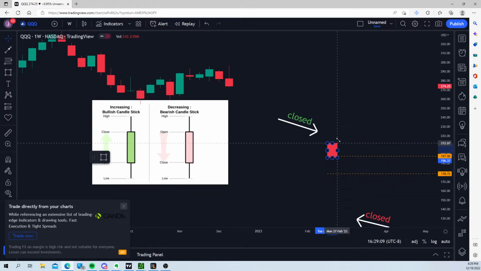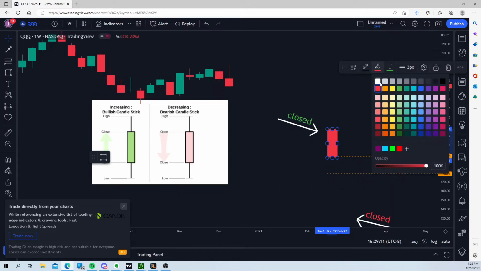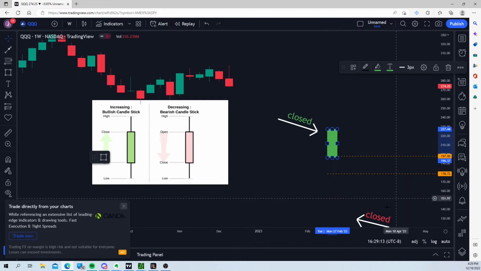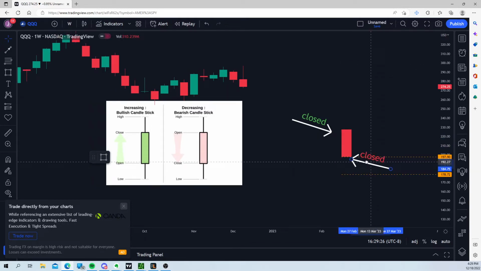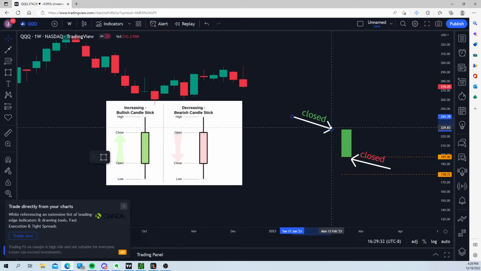The whole point is the color of the candle. This one closes on top. If it's red, it closes at the bottom. So if that one is red, it closed at 197, below 187, or 195 or whatever. Let's switch it: it closed right at that line, 187.50. But if it's green, it closed on top.